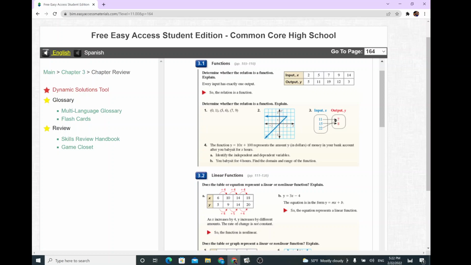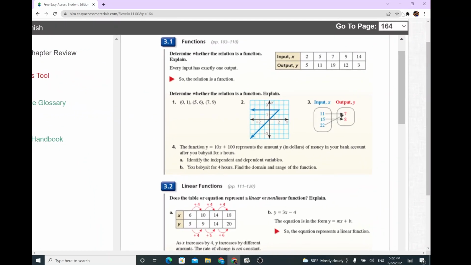Now here's what we're doing. The first type of problem is about determining whether a relation is a function. There are a couple of ways that we can find out if the relation is a function or not a function. By looking at the xy table, if you don't see any repeating x value in the x column, that means the relation is a function.